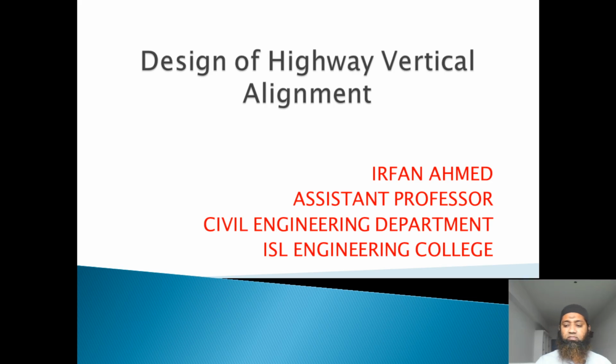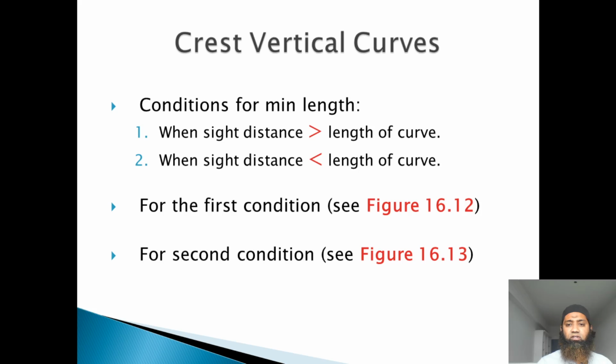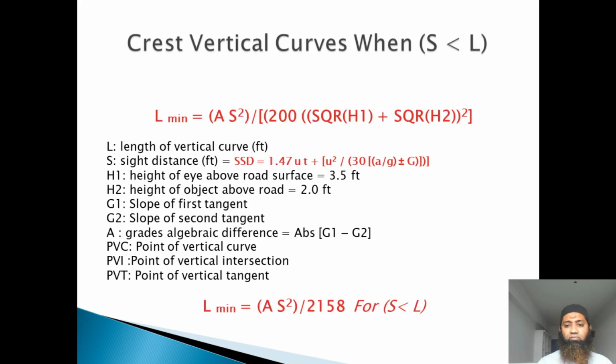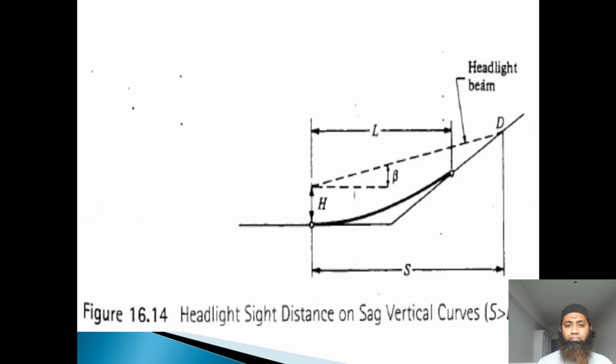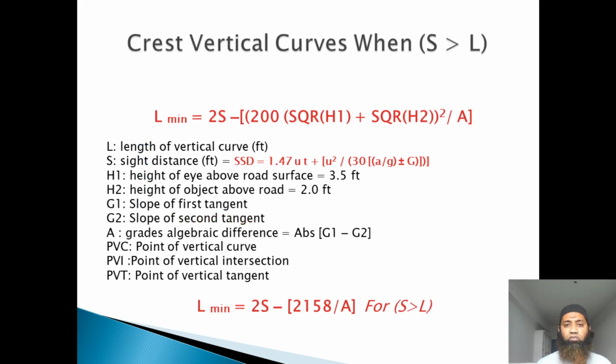Let us see from here. We had just seen these curves. As I had explained to you all, we had seen till here. Let us see here. You can just see here. This is what we had seen. So when the stopping sight distance is greater than L, we had seen this is the formula: L minimum is equal to 2S minus 2158 divided by A.